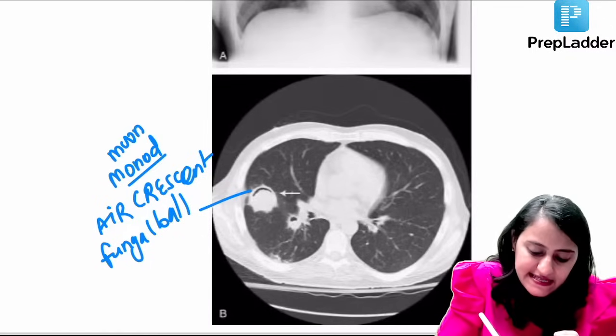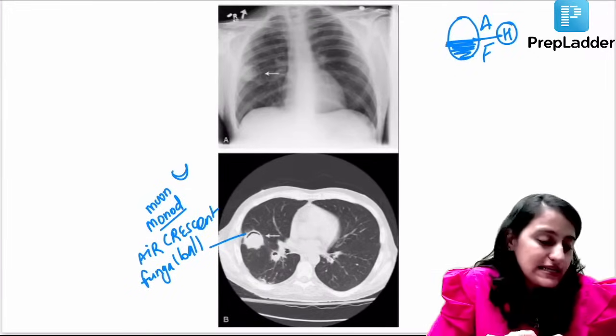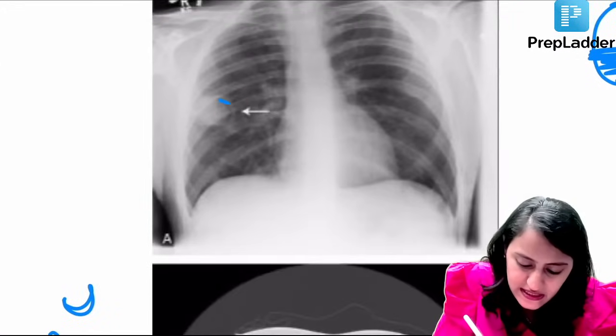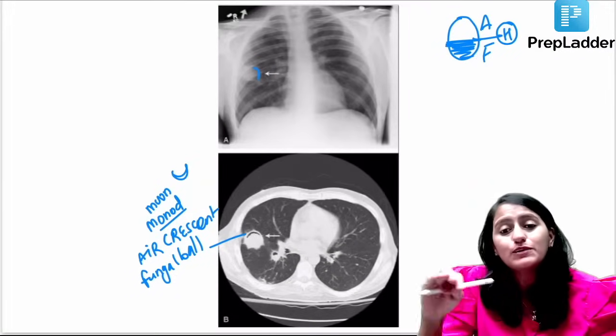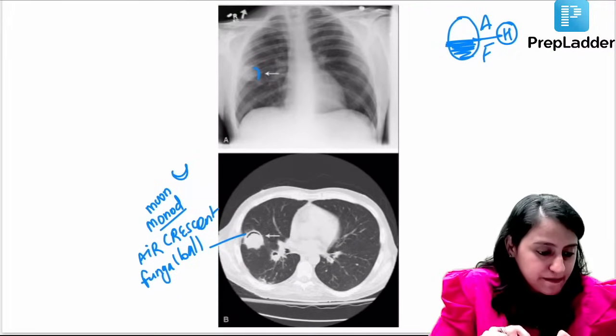Moon ke jaisa crescent hai. Theek hai, so monod sign, air crescent sign is what you see here. Crescent jaisa air dikhega, it is monod sign. Air fluid level will be horizontal. Understand that. Okay?